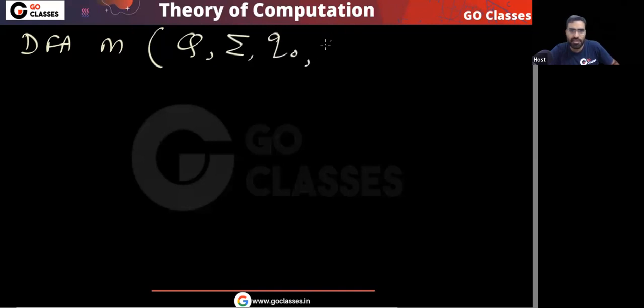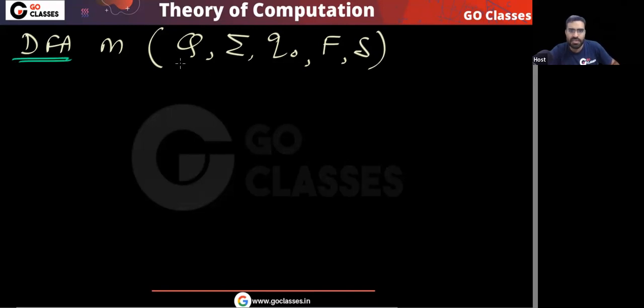I told you that a DFA has 5 tuples, right? Any DFA M will have 5 things. One is the set of states. Another is the alphabet. Another is the initial state. Another is the set of final states. And another is the transition function. So these are the 5 things any DFA has.